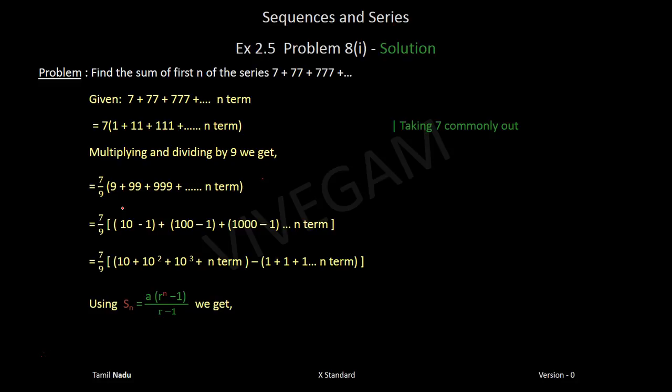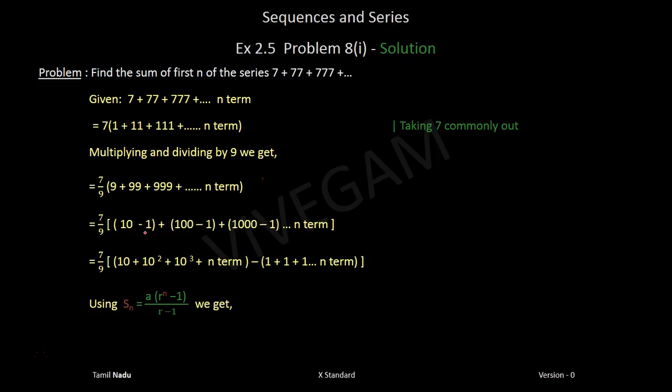Now if you see, this 9 can be written as 10 minus 1. 99 can be written as 100 minus 1. 999 can be written as 1000 minus 1. And you have it like this up to n terms. So this 7 by 9 is converted into a sum of 10 minus 1, 100 minus 1, 1000 minus 1, and so on. Each one is one term. This is one term, this is one term. But inside that there are two numbers.